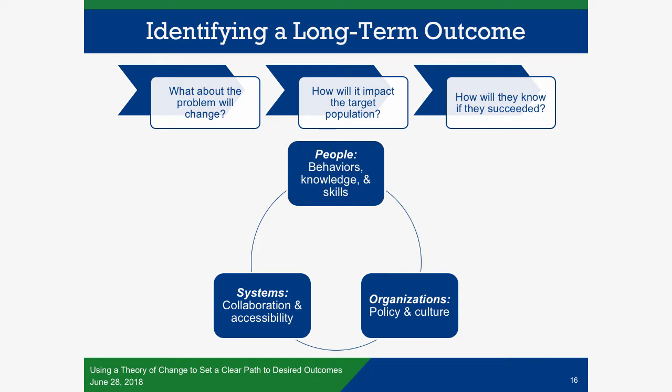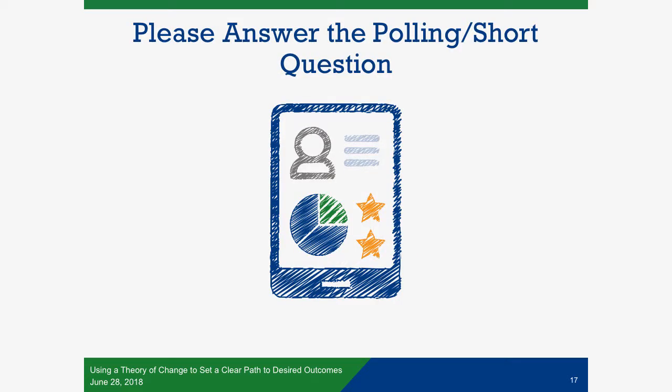So once again, outcomes should be specific, measurable, and achievable. So let's take a quick poll here and review some of the potential long-term outcomes.